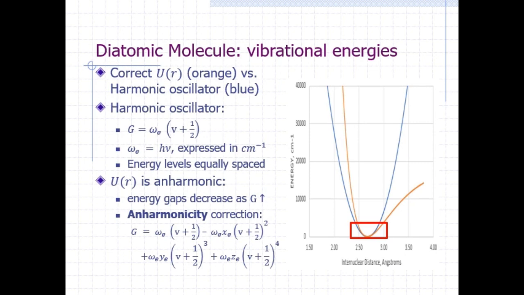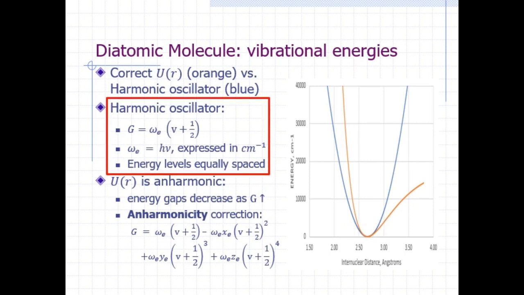Vibrational energies are often expressed in reciprocal centimeters instead of joules. In these cases, omega E is used in the formula instead of h nu. So, you may see the formula for harmonic oscillator energies as omega E times (V plus 1/2). As you have previously learned, allowed energy levels for a harmonic oscillator are equally spaced. Gaps between adjacent energy levels are equal to h nu, or omega E.